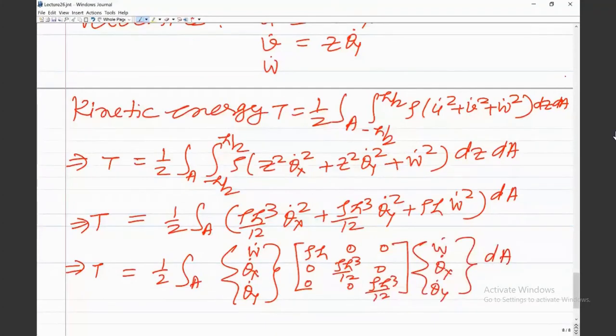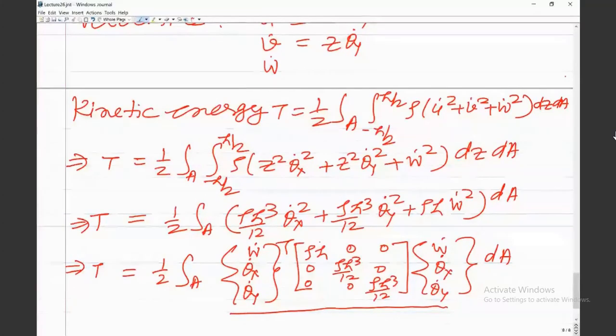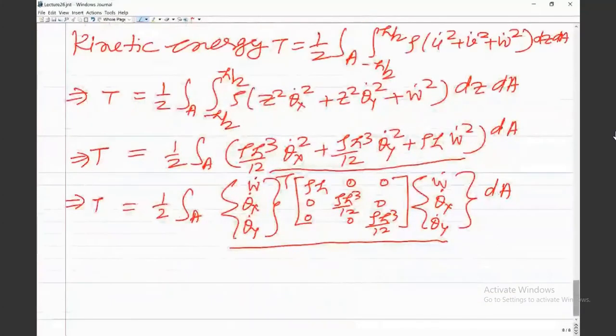So yeah, you can write, finally, the kinetic energy of this Mindlin plate element in this form. If you multiply all these three, this is the transpose here. So this is the transpose, and when you multiply this, you will basically get these terms. So this is one and the same thing that we have written already.